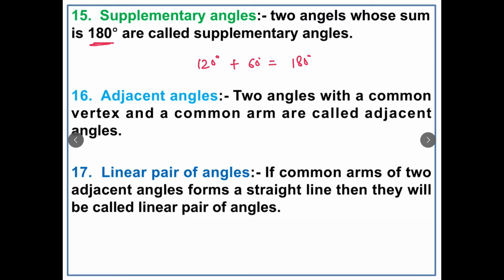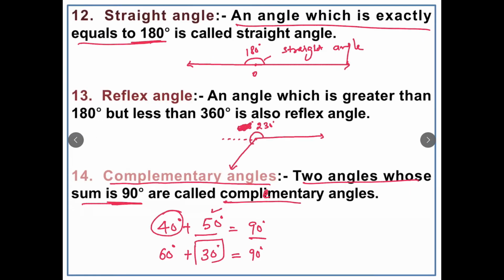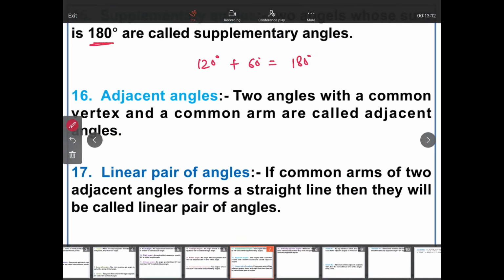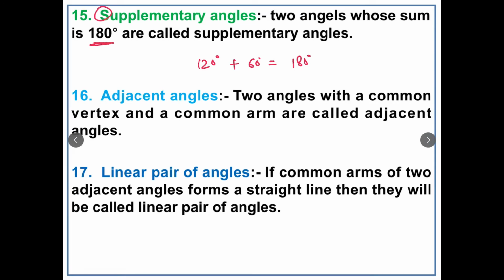Okay, if you have confusion in remembering them, you can see that C is the alphabet which comes first. So complementary angle is when the sum of two angles is 90 degrees, and in the English alphabet S comes later. You can relate it to the larger number, so supplementary relates to the 180 degree angle. Okay, so now next we have adjacent angles.